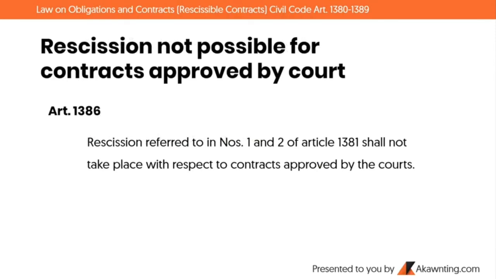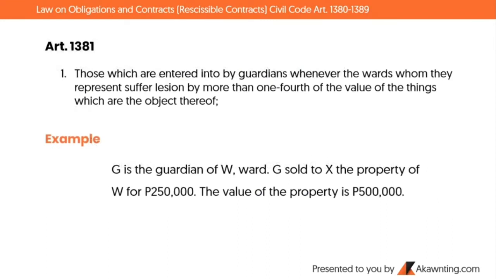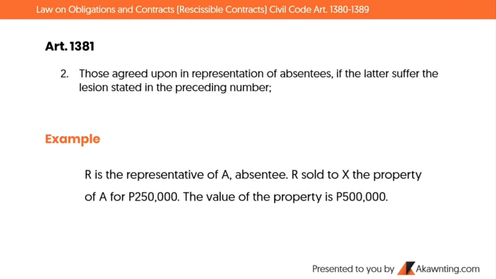So, rescission not possible for contracts approved by court. So, kapag inaprubahan ng court, so, okay, approve, okay, pwede mo tong gawin, pwede mo tong ibenta, okay, so, wala kang magagawa, hindi magiging rescissible contract na yun kasi inapprovean pala ng court. So, rescission referred to in numbers 1 and 2 of Article 1381 shall not take place with respect to contracts approved by court, okay? So, hindi pwedeng magkaroon ng rescission. So, balikan natin yung number 1 and number 2, yung kapag si guardian, okay, kapag in-approve ni court yung pagbebenta ni guardian ng property ni ward sa ganitong halaga, so hindi yung magiging rescissible. Ganon din dito sa representative and absentee.